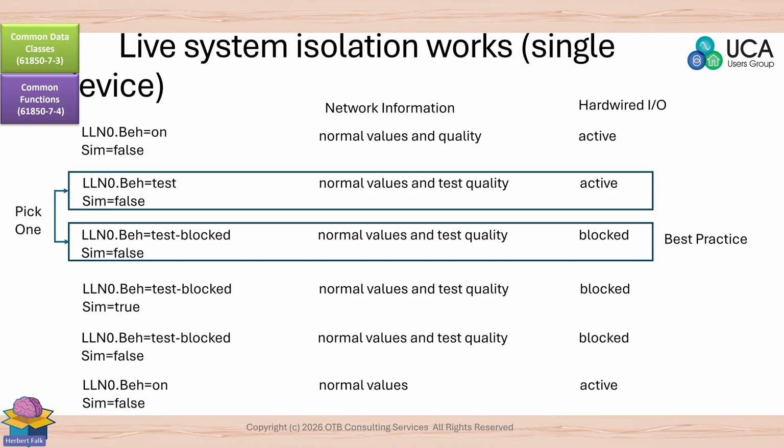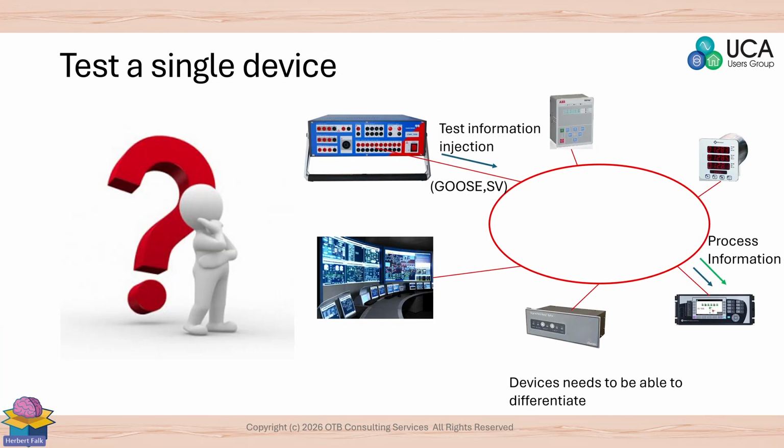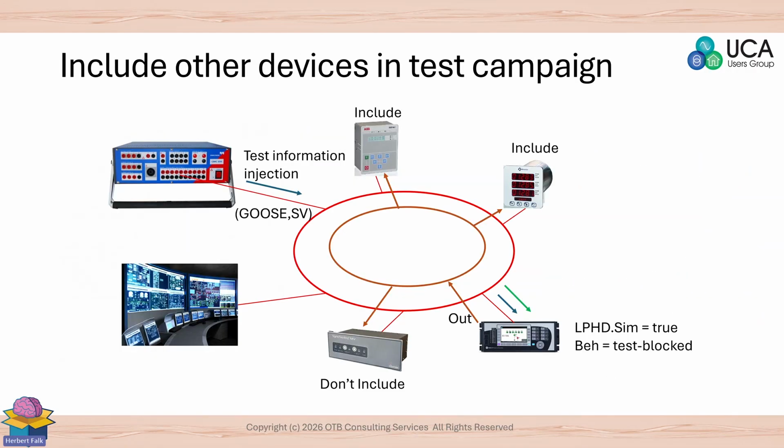And this is one of the things that is conformance tested as part of the control model. So you can test a single device through this mechanism. You can test it as part of a test campaign with other devices. So if a device is not in test mode, it won't accept data that is marked as test.